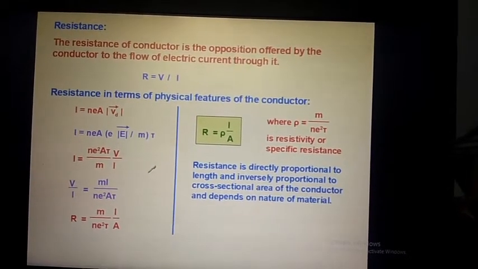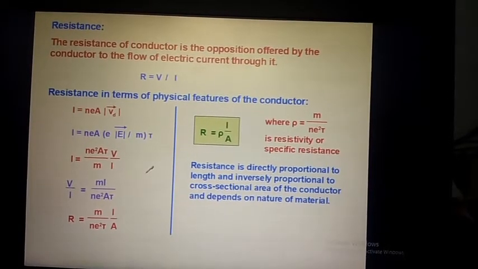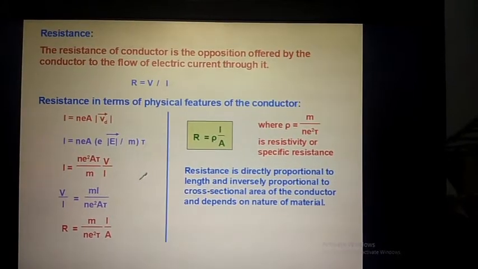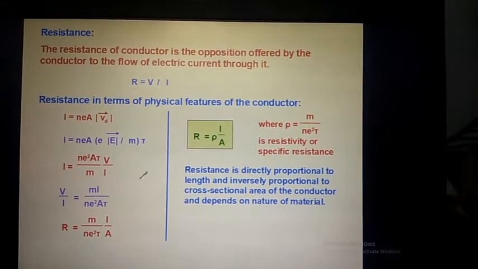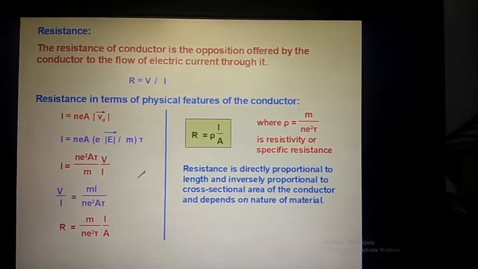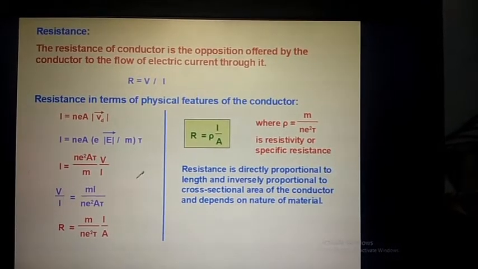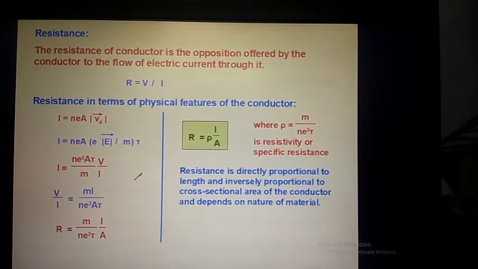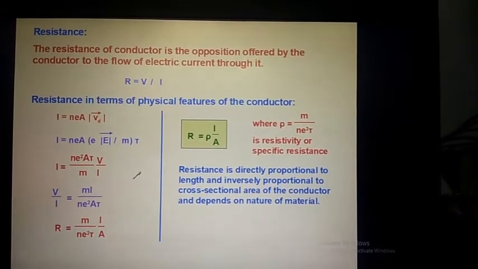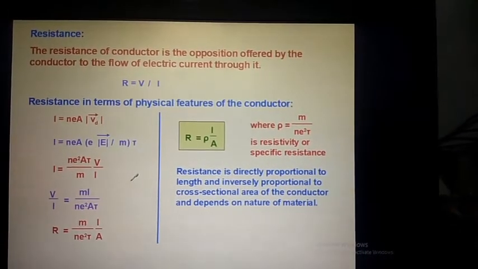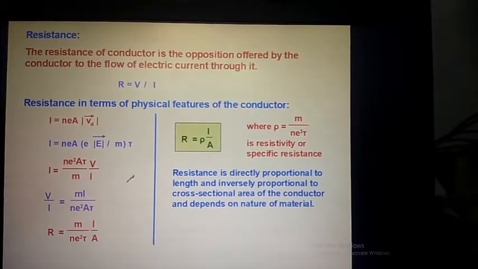Normally we don't like changes. Similarly, the conductor also doesn't like any type of changes. But when the current is passing through the conductor, the electric field inside that conductor will be changing, that means it is increasing. That increase in the electric field is opposed by the conductor, and that opposition is called the resistance.